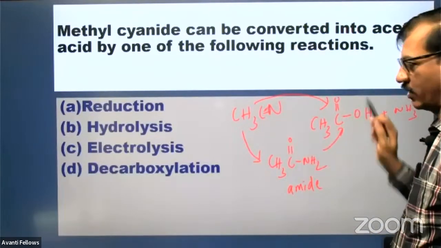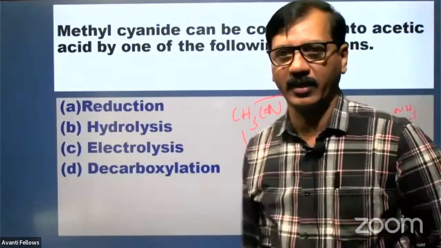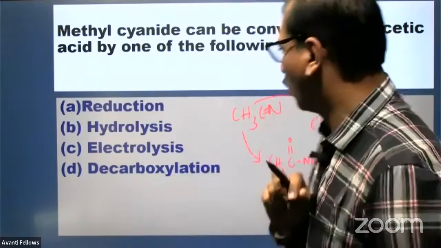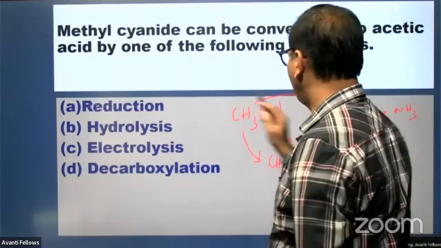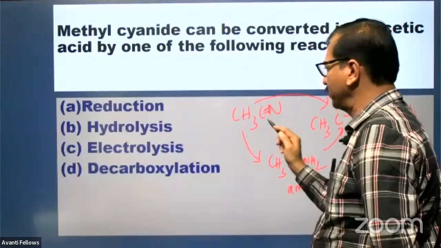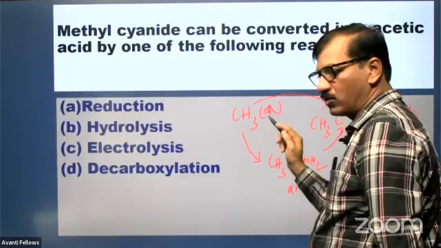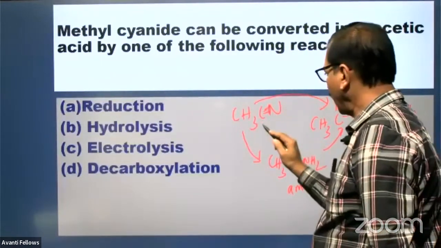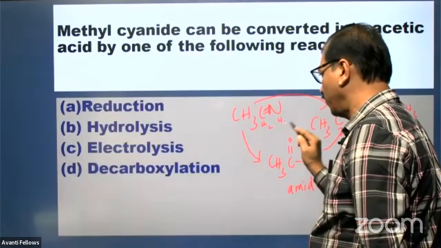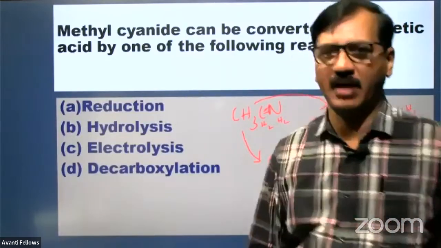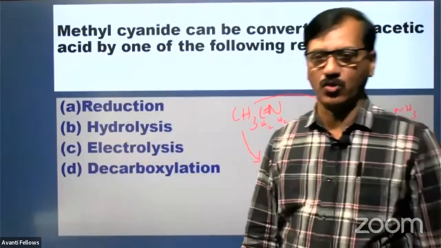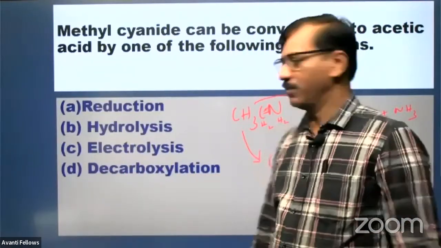Cyanide to carboxylic acid is hydrolysis, an important thing. This is the hydrolysis reaction with H2O. Whereas reduction of this gives primary amine, CH3CH2NH2, which can be carried out in the presence of lithium aluminium hydride. They are very important reactions for conversions also, so do remember.